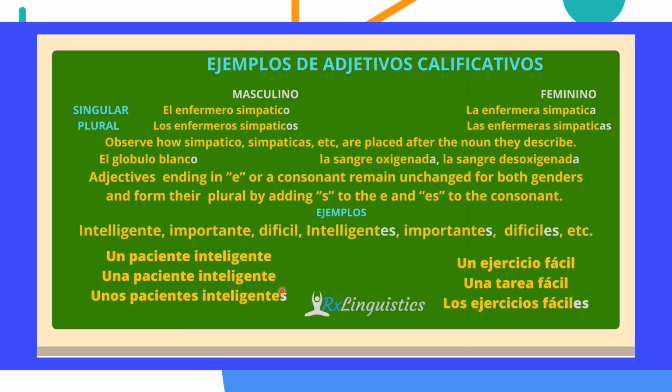Okay, they are postposition. Okay, una tarea fácil. In English it will be an easy homework. The adjective will come first before the noun. But in Spanish, the general trend is that the descriptive adjectives, of the type that are known as los adjetivos calificativos, come after the noun.